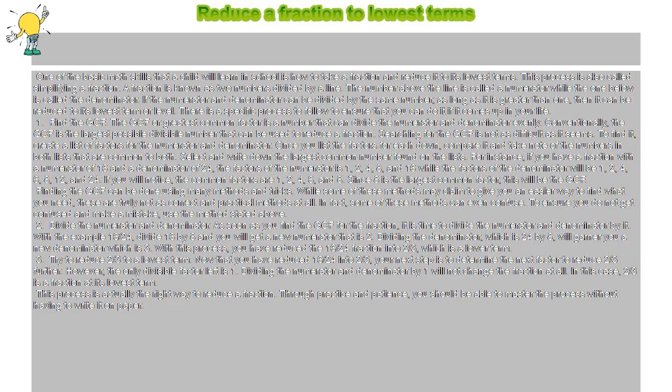A fraction is known as two numbers divided by a line. The number above the line is called a numerator while the one below is called the denominator. If the numerator and denominator can be divided by the same number, as long as it is greater than 1, then it can be reduced to its lowest term or level.